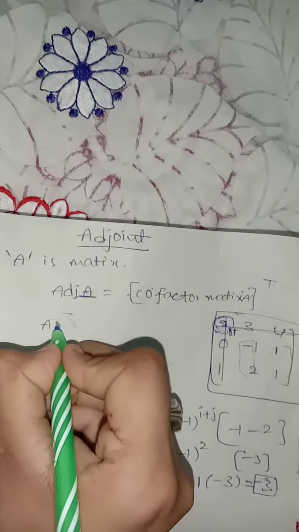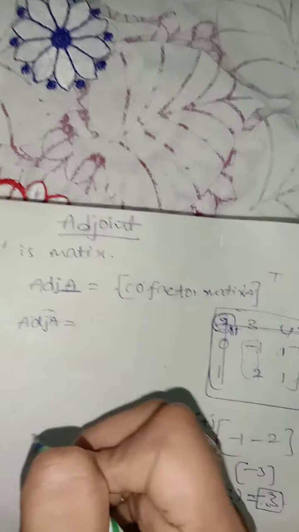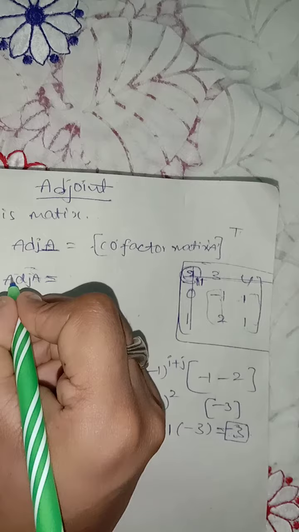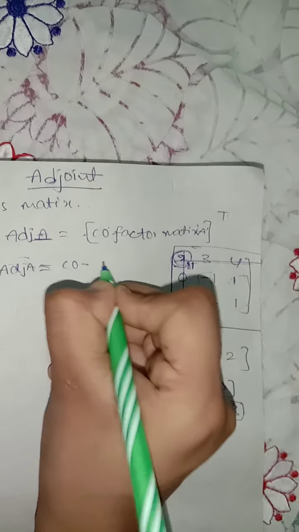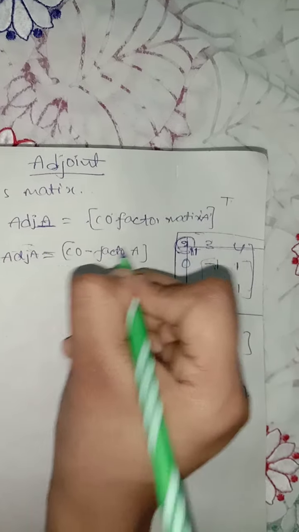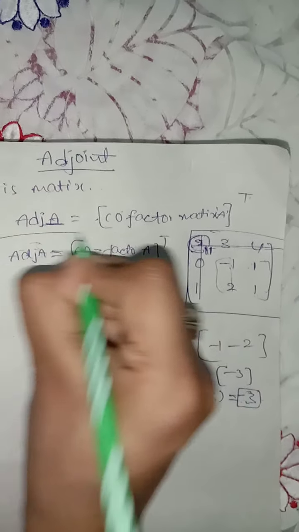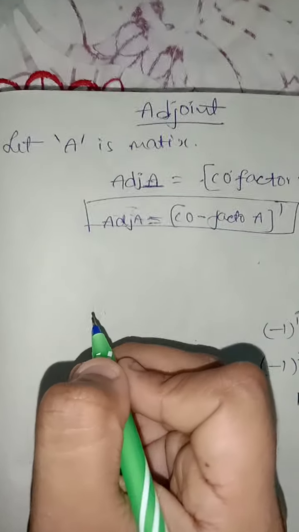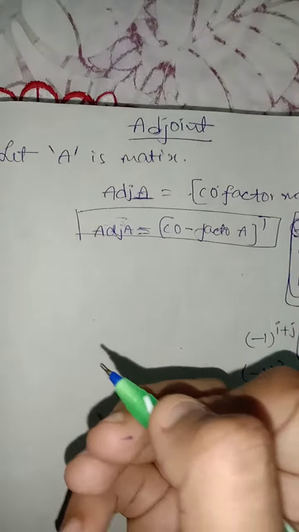Okay. Adjoint of A. Now, I think you may have understood. Cofactor matrix of A, whole transpose, is known as adjoint A. So, in this way, you can find the adjoint of A.